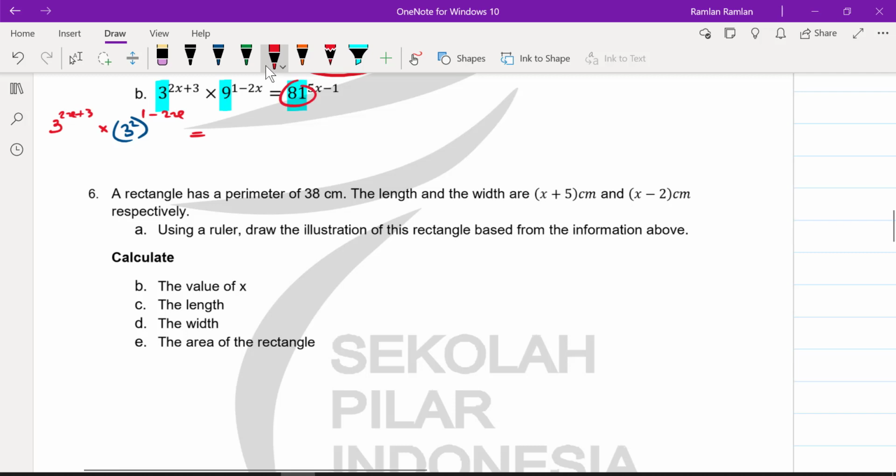Okay. The same thing on the right side. This 81 is actually 3 to the power 4, right? Because we know that 81 is equals to 9 times 9, right? And then 9 is 3 times 3. And this is also 3 times 3.